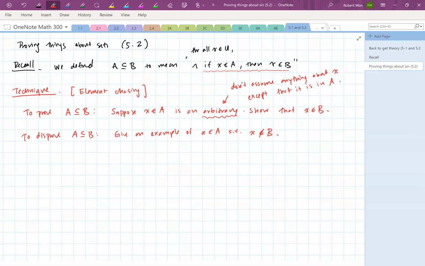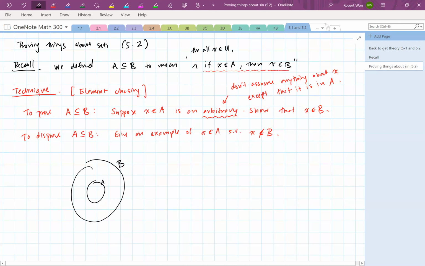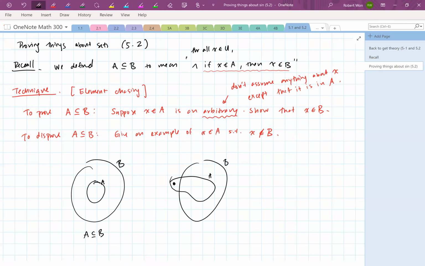So to show that one set is a subset of the other, you need to give a proof. To show that one set is not a subset of the other, it suffices to give an example generally. Because really the picture of being a subset looks like this. This is what it means to say that A is a subset of B. And to disprove this picture, you need to show that there's actually something here. And what is that? That's a thing that's in A, but not in B. That's how you would show that A is not a subset of B.